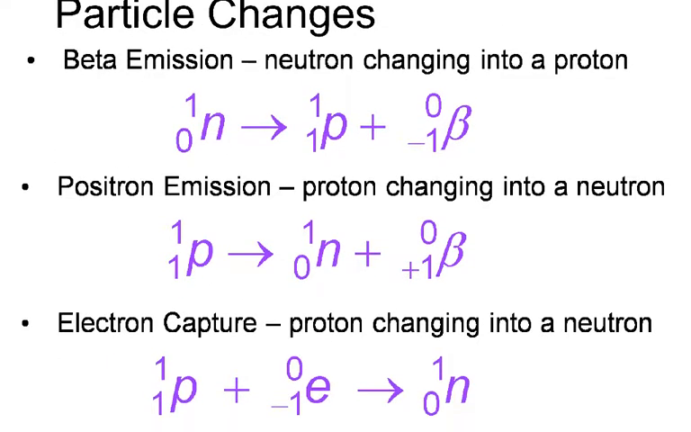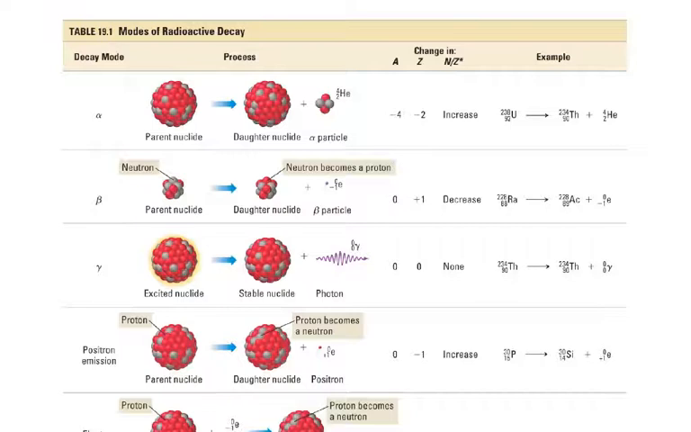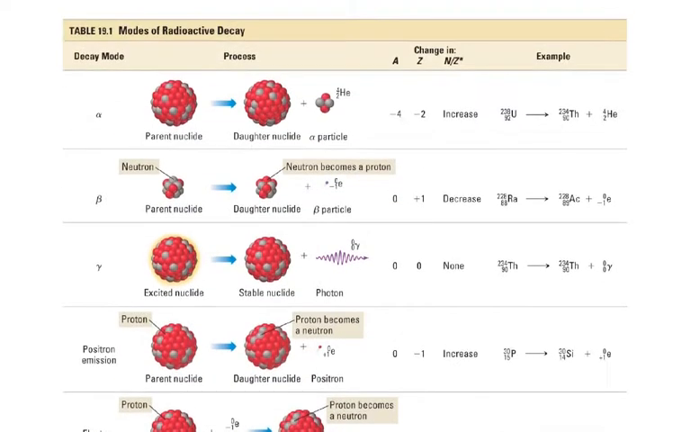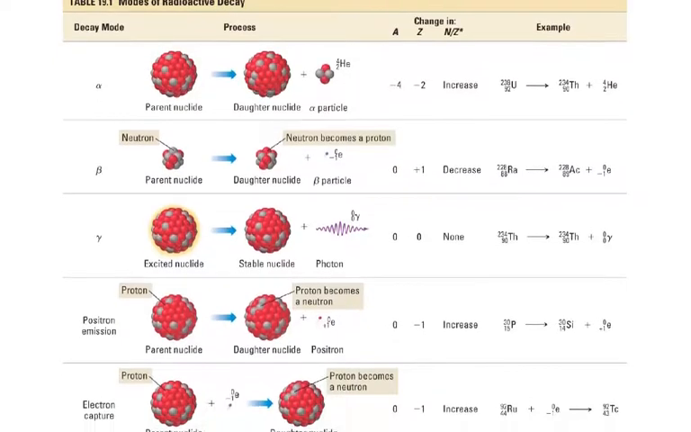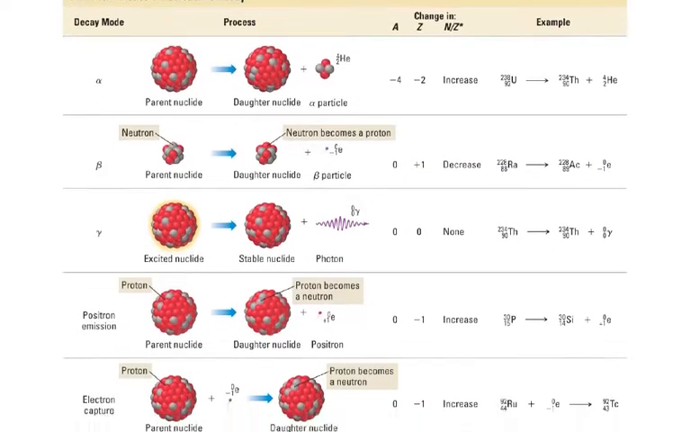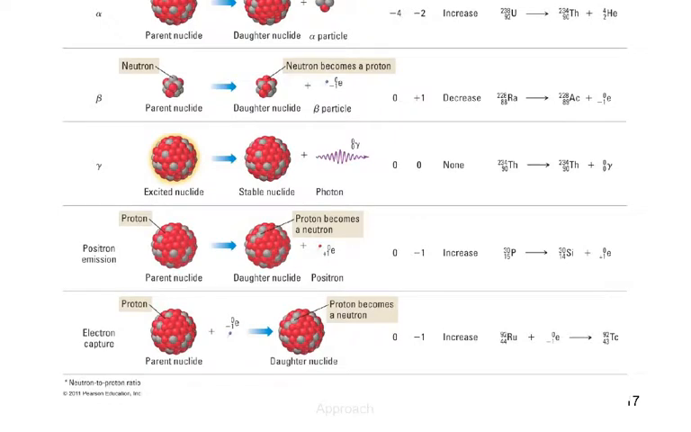So we can have some particle changes here. This is just a summary. Beta emission is a neutron changing into a proton. Positron emission is a proton changing into a neutron. And electron capture is a proton changing into a neutron. Here is a summary table for you, table 19.1. So you'll want to review that and make sure you're familiar with all these kinds of radioactive decay.